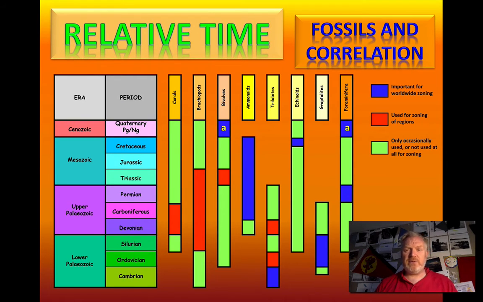That's the bivalves and the foraminifera. Foraminifera are tiny microfossils. We'll talk more about those later on in the course. You can see that both of those are important for worldwide zoning in that particular era. If we're zoning the Triassic, just regionally, so that might be within, say, a continent, we're going to use the brachiopods and the bivalves.